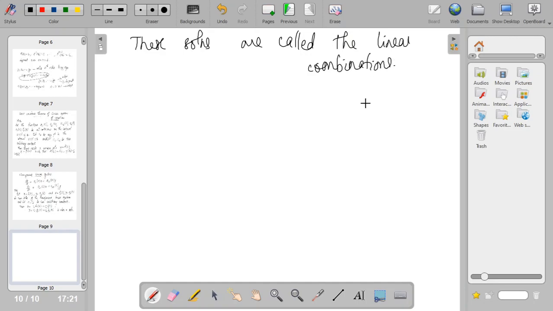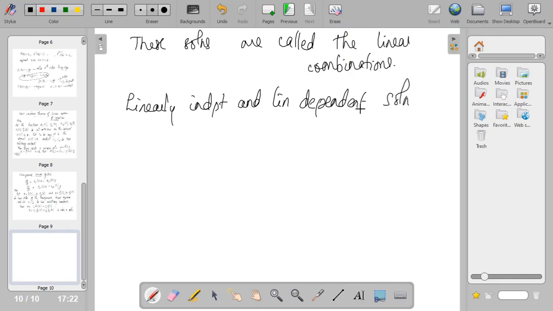Now once you have got different solutions, the next question is: are they independent or dependent? So how to define whether these solutions are linearly independent or linearly dependent. Next we look at linearly independent and linearly dependent solutions. So we'll look at the definition. First we'll look at the definition of linearly dependent solutions.